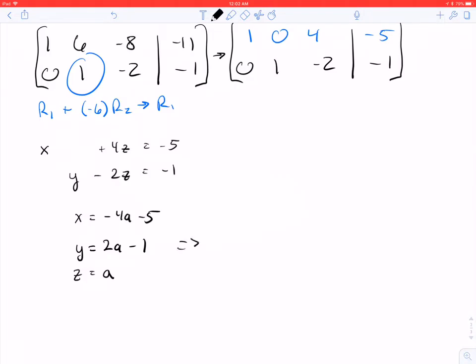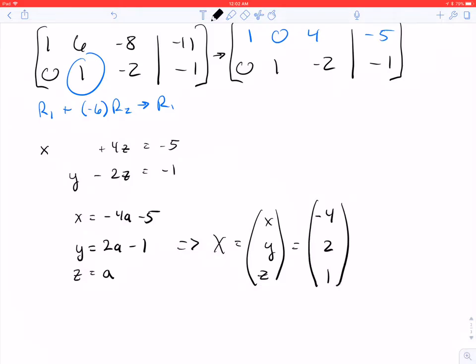So to translate this, the variable matrix, which is really x, y, z, is equal to this negative 4, 2, and 1 from our a's times a, plus the constant matrix, negative 5, negative 1, and 0. So this is the general form.